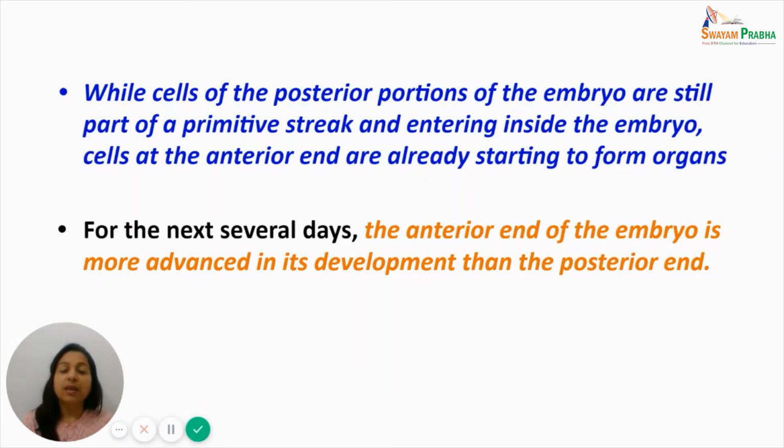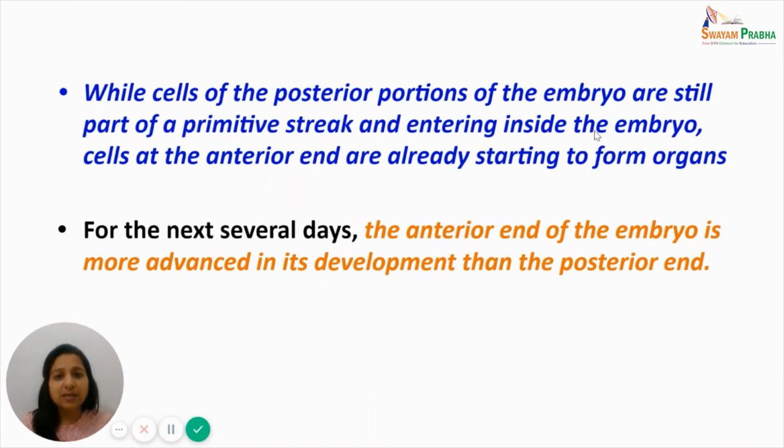Interesting to note here is that while cells of the posterior portions of the embryo are still part of a regressing primitive streak and they are still trying to enter inside the embryo, the cells which were present at the anterior end of the embryo, or which have already entered through the primitive streak and are now inside the embryo, have already started to form organs of the chick embryo.